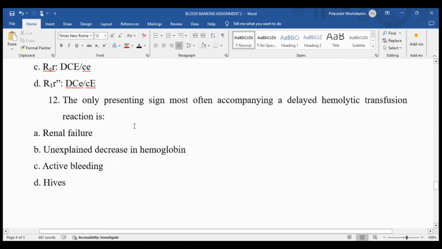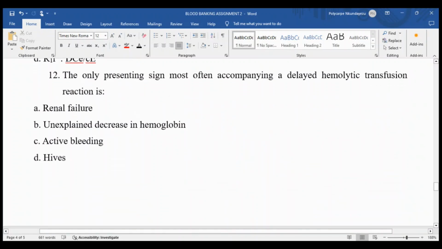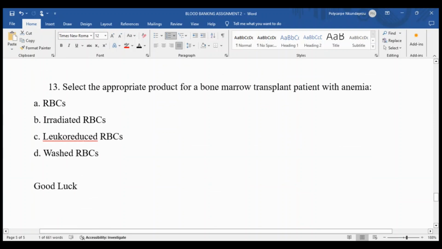Okay, the last one. I think the only presenting sign most often accompanying delayed hemolytic transfusion reaction is what? Yes, unexplained decrease in hemoglobin. This is the only presenting sign in delayed hemolytic transfusion reaction. So if it is delayed, it is only an unexplained decrease in hemoglobin.